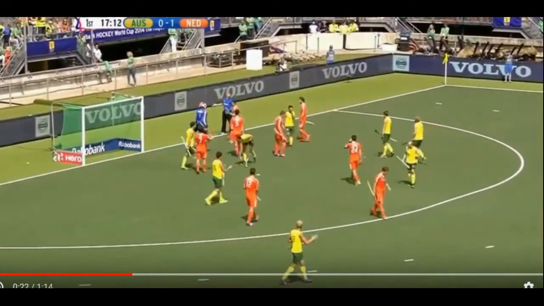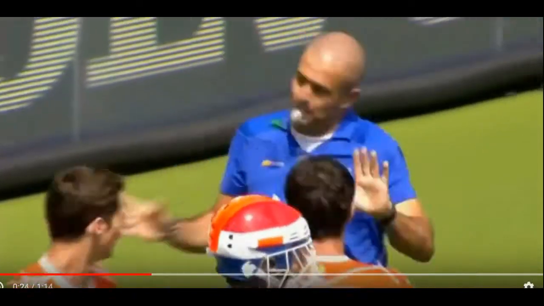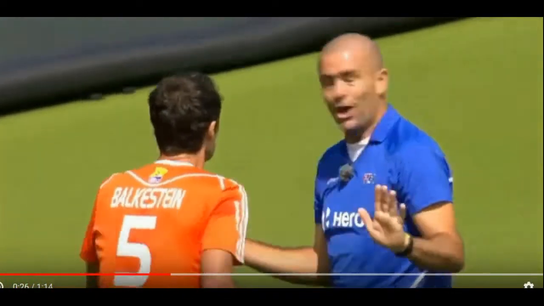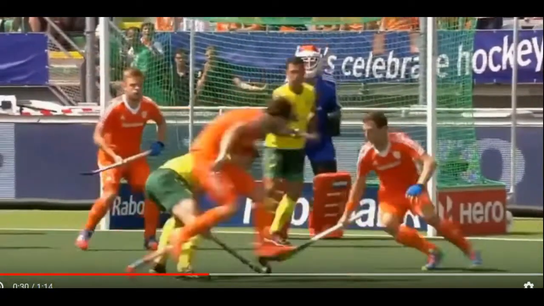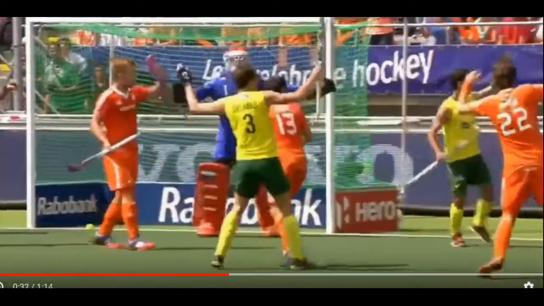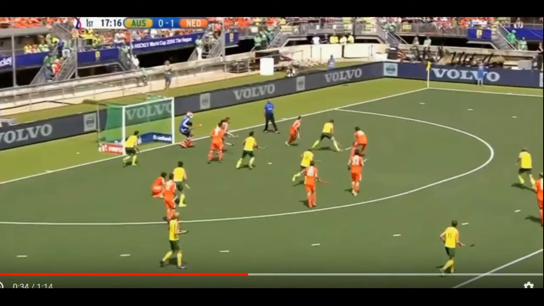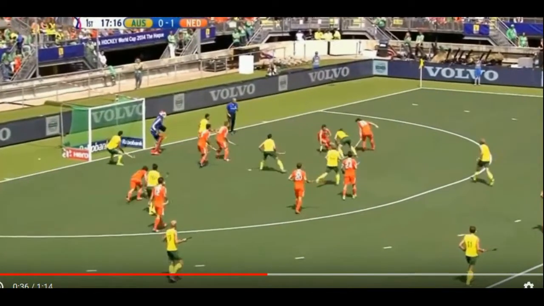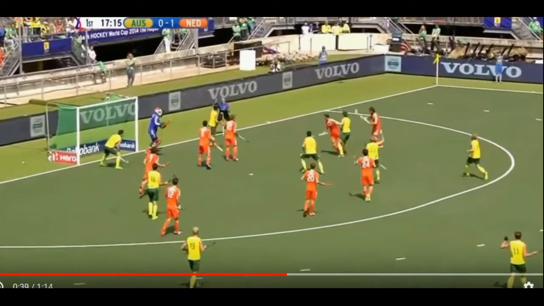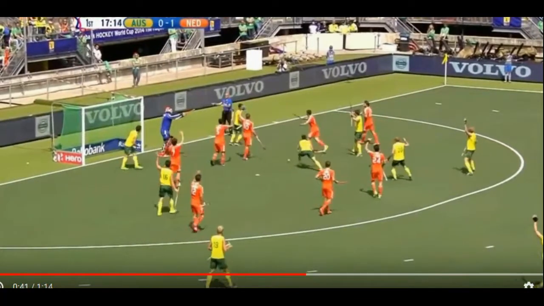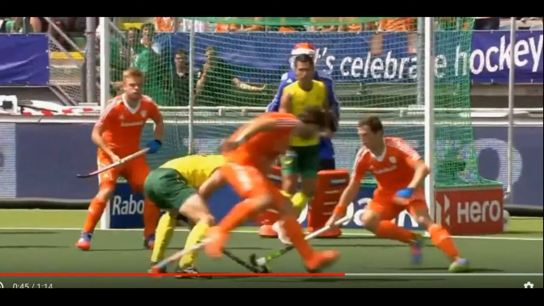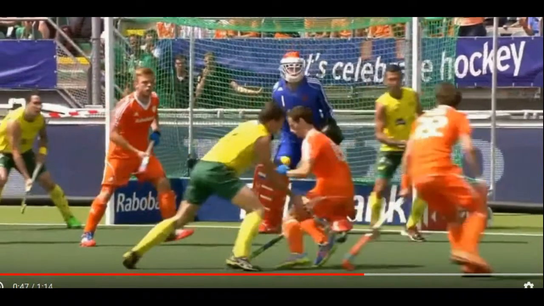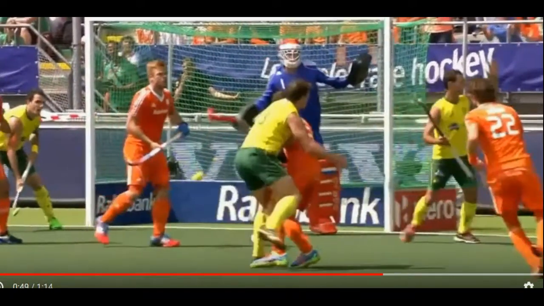This is a blatant example of raising the ball dangerously into an opponent and then charging into that opponent. The umpire could very well have given the number 3 a green card there. But despite the protests of the Dutch team, he awarded a penalty corner. I can only suppose that the Dutch team did not have a video referral left to apply.